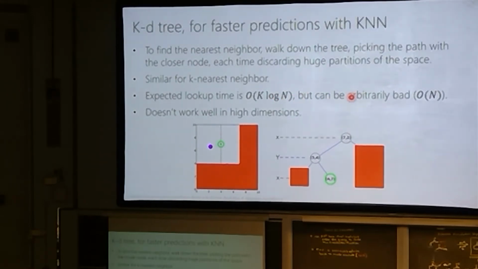But there's no guarantee here, so there is a worst case, and the worst case is that it's still linear and you still have to look through all the data points. So that just depends on how well your heuristic works for the data you have. And also it doesn't tend to work well in high dimensions, so that's not great.